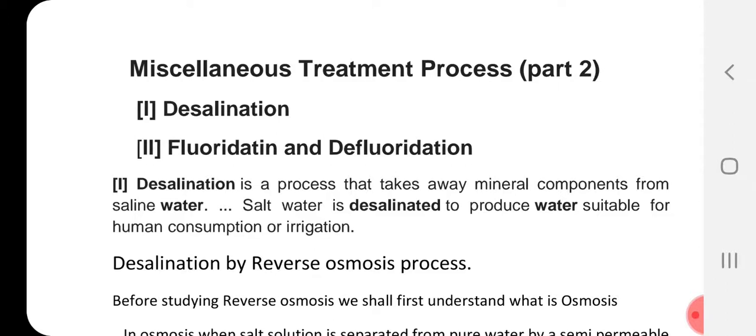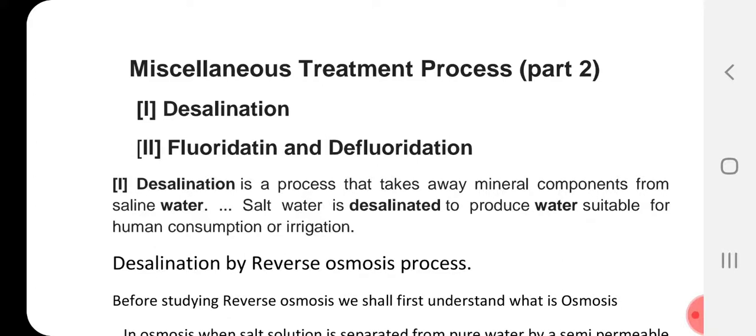Now, in the second part of miscellaneous treatment, I am going to discuss two things once again. One is desalination and second is fluoridation and defluoridation. So these two things we are going to cover in today's lecture. It is very simple and interesting.